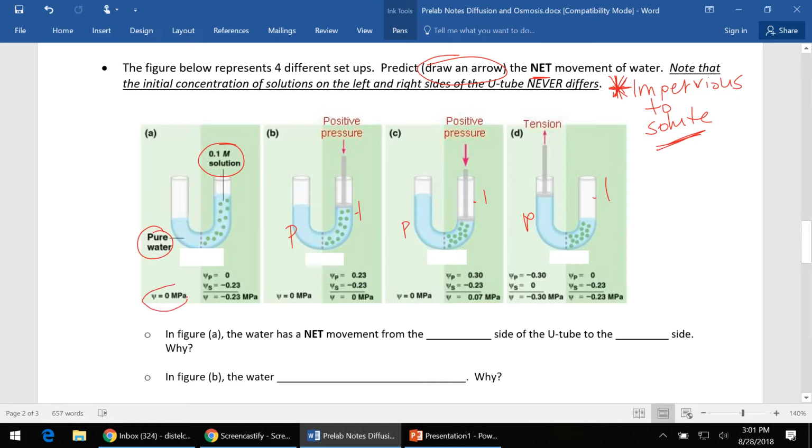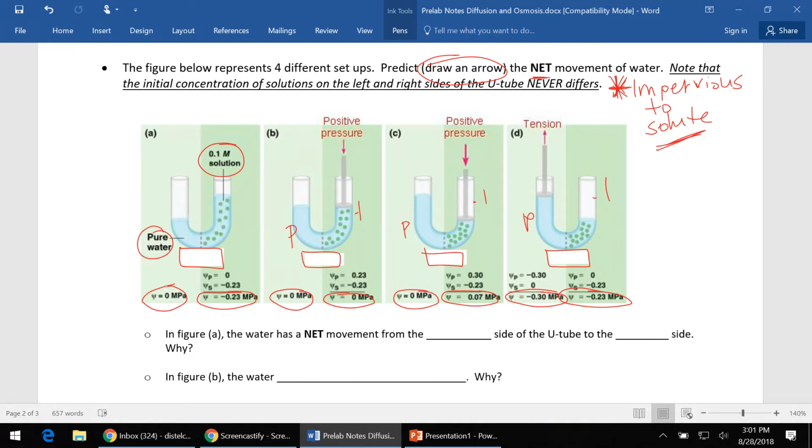So I'd like you to take a look at this scenario. Notice your water potential values are listed at the bottom of each of the situations. Pause the video and make a prediction by drawing an arrow inside of one of these boxes. Which direction would you expect the net movement of water? And then when you're done, resume the video. Okay, so let's go over the answer and see how you did.